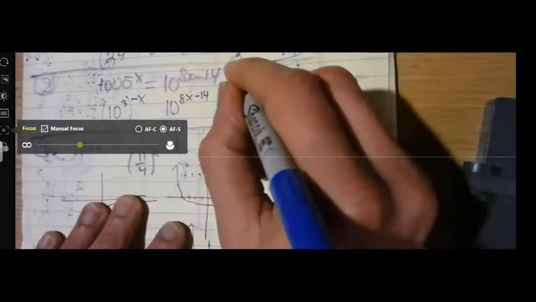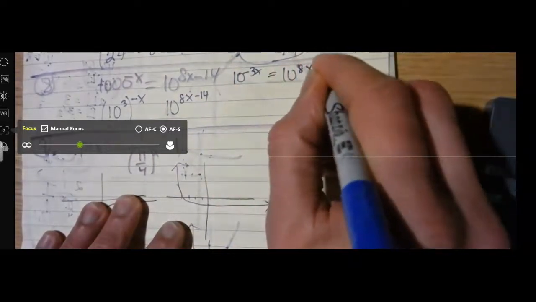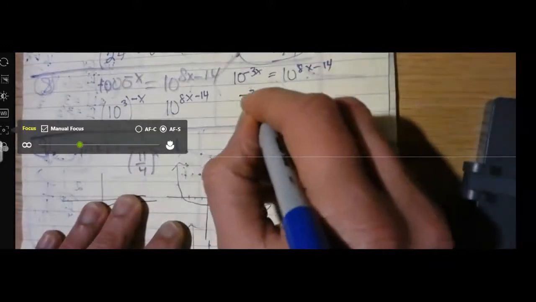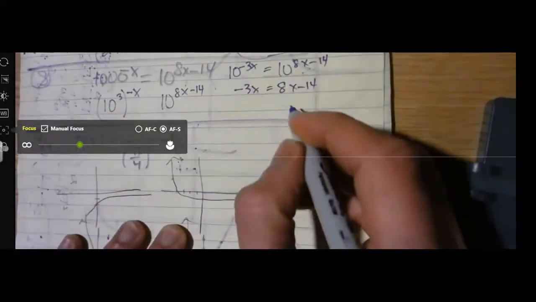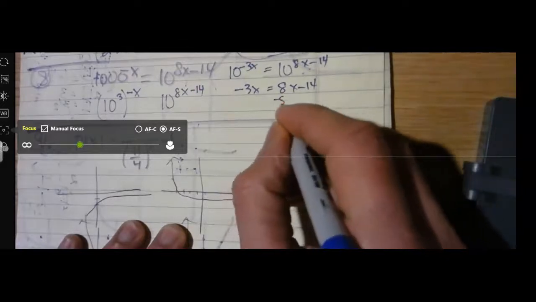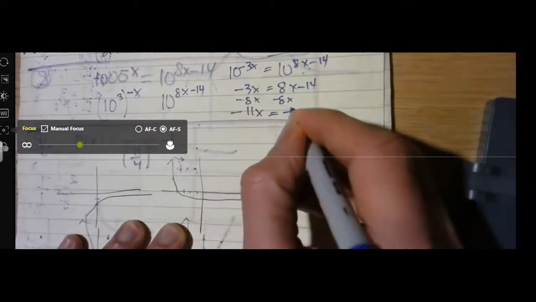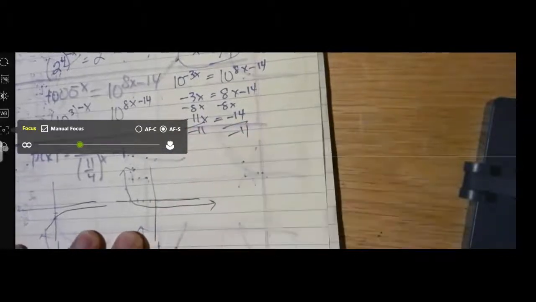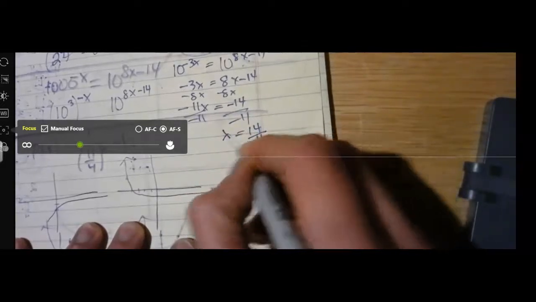So we're going to say, okay, that's equal to 10 to the negative 3x is equal to 10 to the 8x minus 14. And therefore, we could equate those terms now. So we're going to have negative 3x is equal to 8x minus 14. And then we solve for x. You can do that either way. So I'm going to subtract 8x from both sides. You get negative 11x, okay, is equal to negative 14. We divide by negative 11 on both sides, okay, and we're going to get x is equal to 14 over 11. And that is the correct answer there.